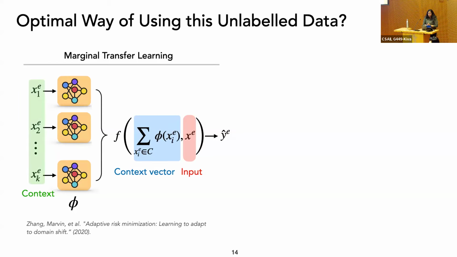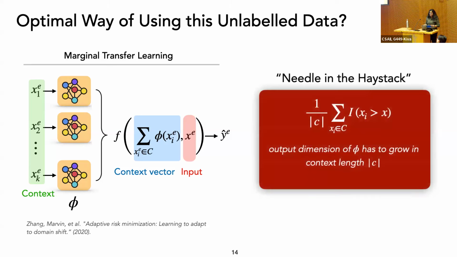So what is the challenge with marginal transfer learning? Is this the optimal way to actually extract environment signals? And in this paper, we actually claim that it's not. And before going into the theory, let me give you a bit of insight. So assume that your current input that you want to make a prediction on is an image of a cow. And say your context size K is equal to 10,000. That is, you are using a batch of 10,000 samples to define your context vector.